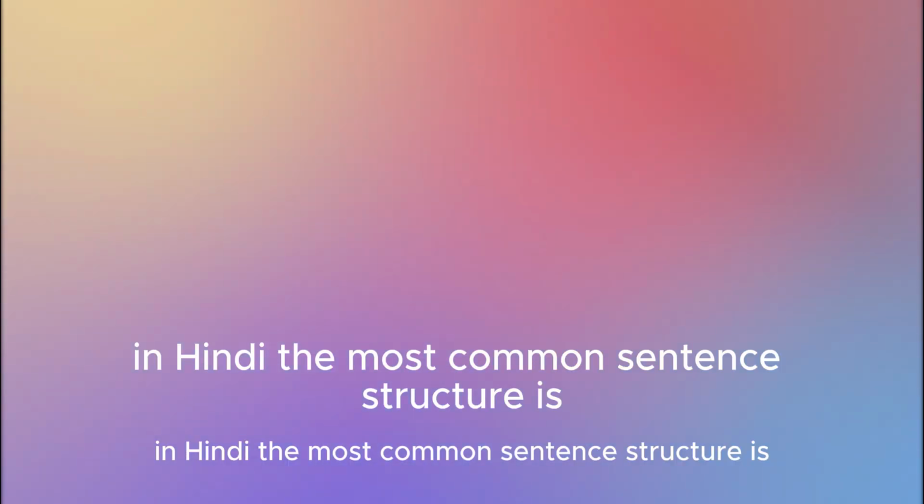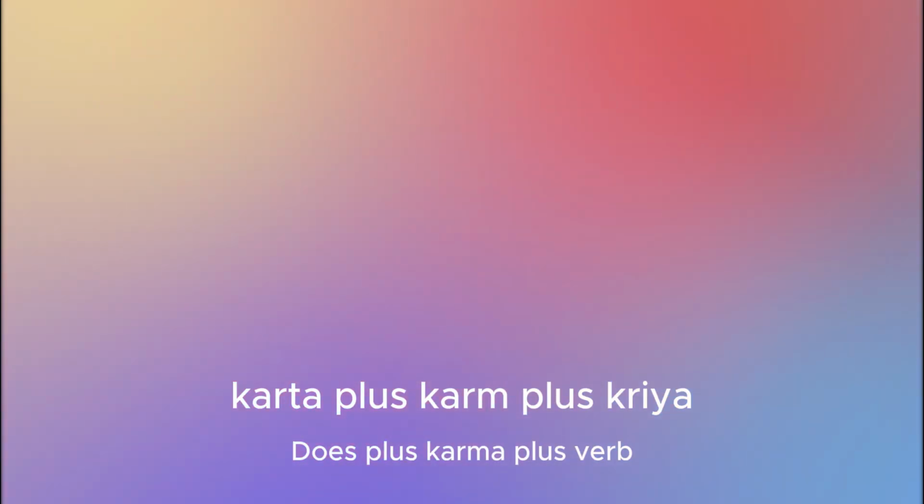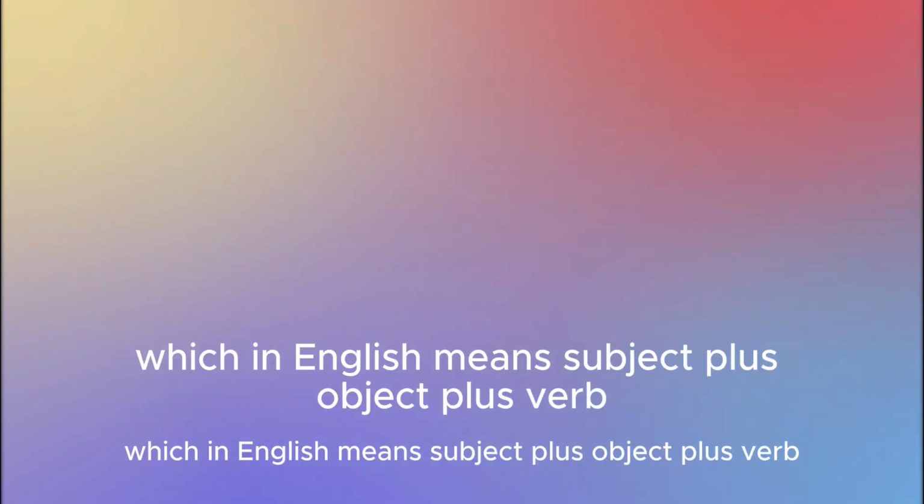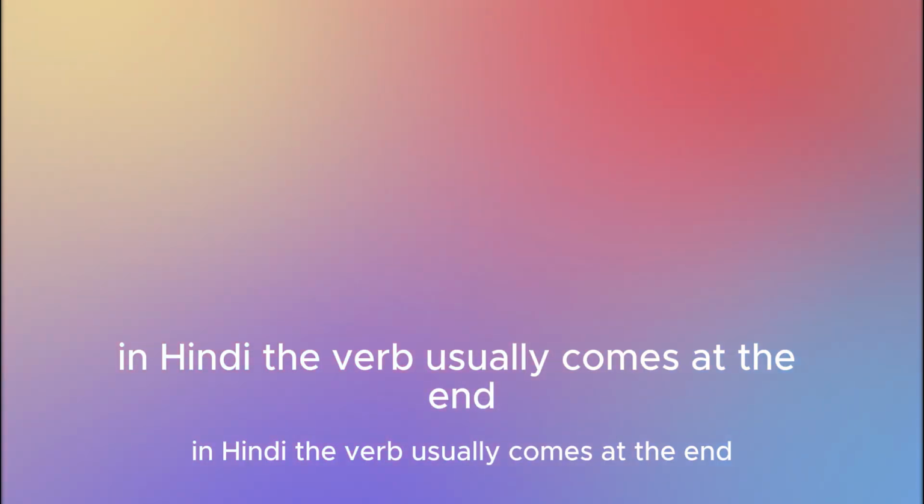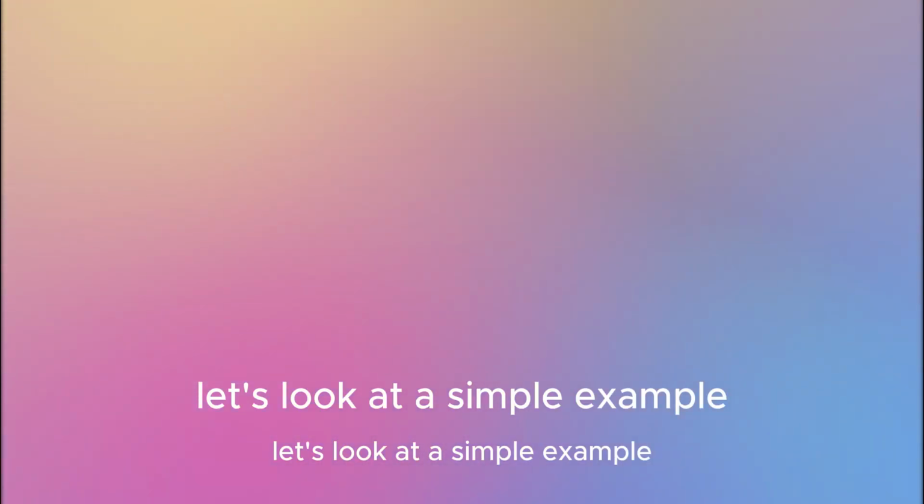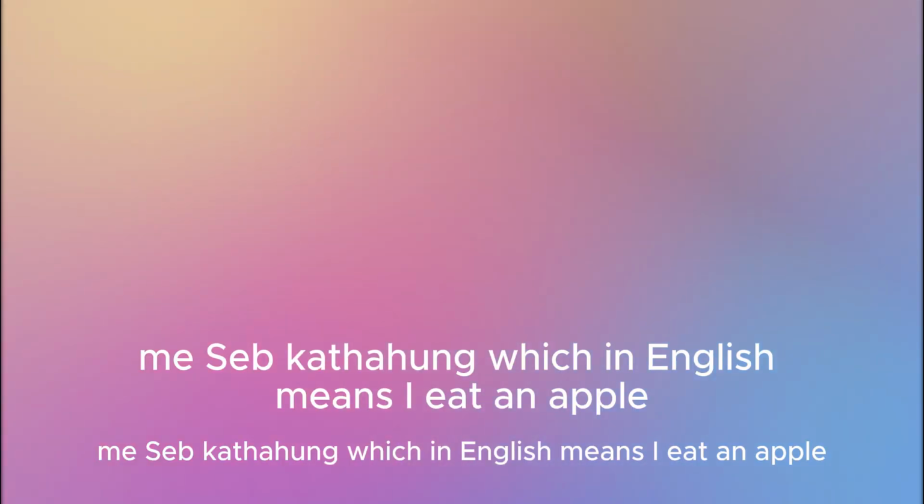In Hindi, the most common sentence structure is karta plus karm plus kriya, which in English means subject plus object plus verb. This is different from English, where we say subject, verb, object. In Hindi, the verb usually comes at the end. Let's look at a simple example. मैं सेब खाता हूँ, which in English means I eat an apple.